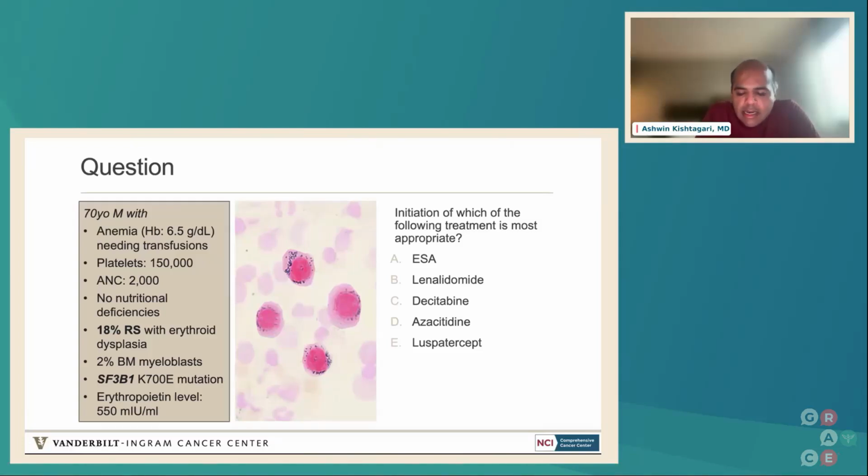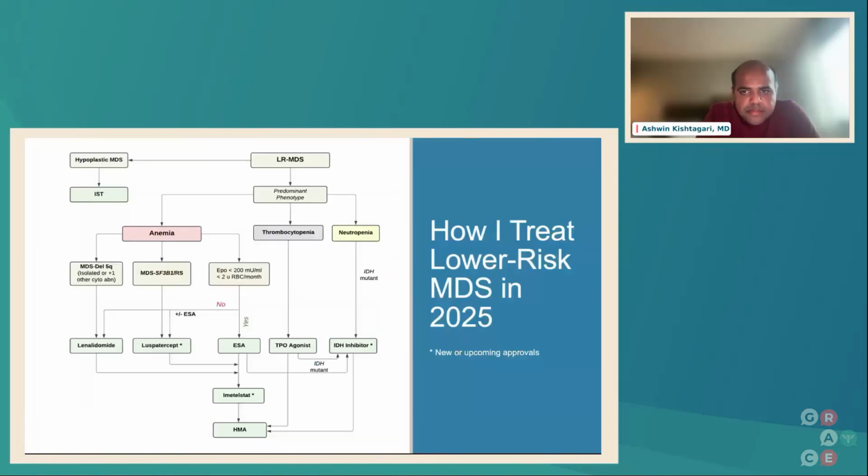Right now there is an approved treatment for these patients, and that is luspatercept, which has changed how we treat patients with low risk MDS in the presence of ring sideroblasts. So this is how I treat low risk MDS in 2025.